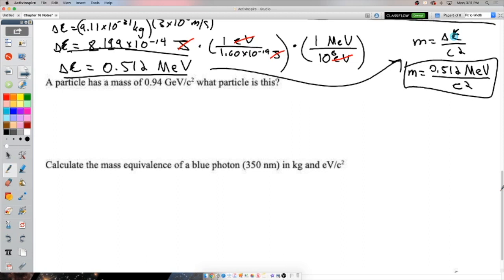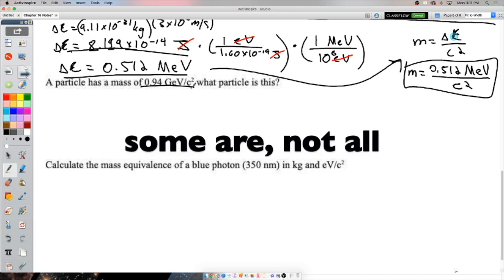Okay, a particle has a mass of that. What particle is it? Ooh, okay, so how can we figure out what particle it is? Well, get the mass in kilograms, because all the ones on the back of your sheet are given in kilograms. Well, actually, that's a lie. They're all also given in electron volts and mega electron volts per c squared.